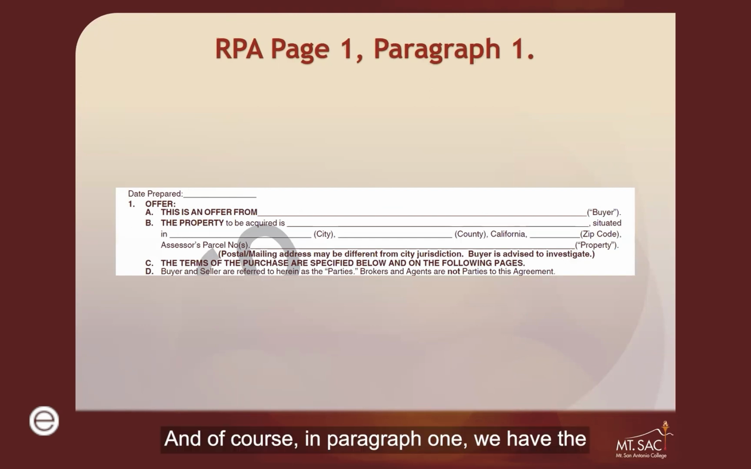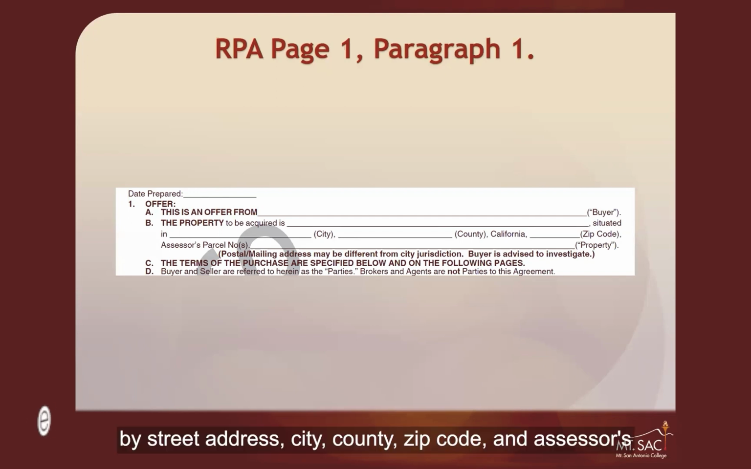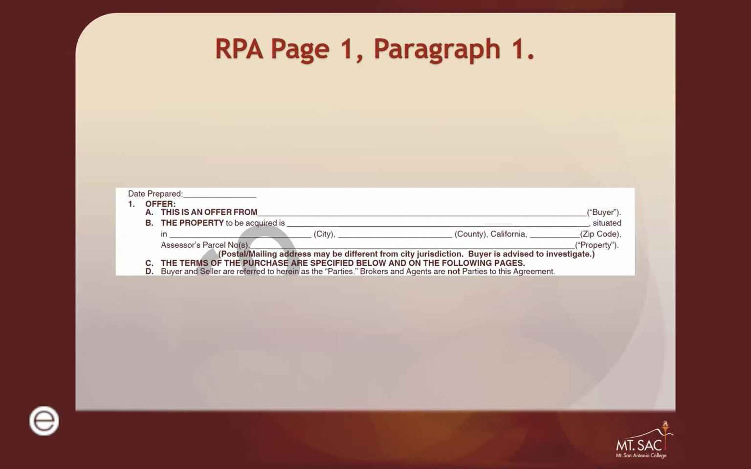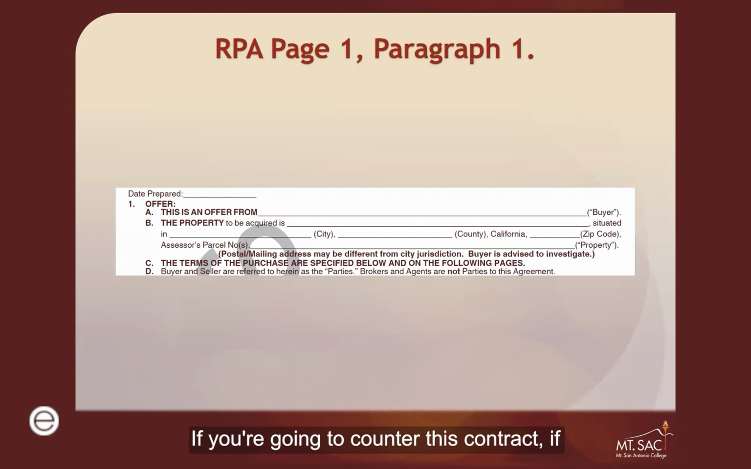And of course, in paragraph 1, we have the offer where we identify the buyer, the property address by street address, city, county, zip code, and assessor parcel number. A couple items here. We see up there where it says date prepared. That's only to give this contract a name. If you're going to counter this contract, if you're going to add an addendum to this contract, you want to add it to the purchase agreement dated such and such a date.